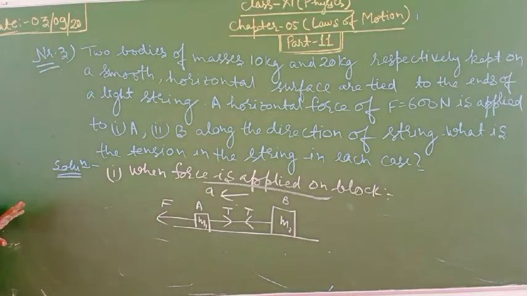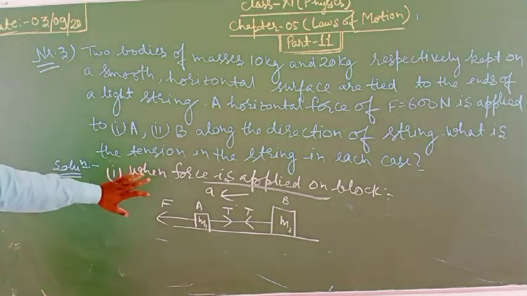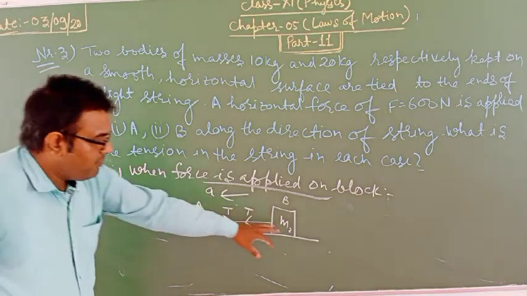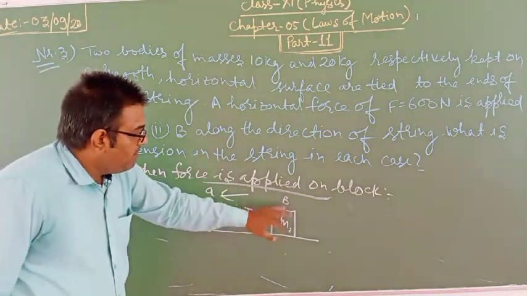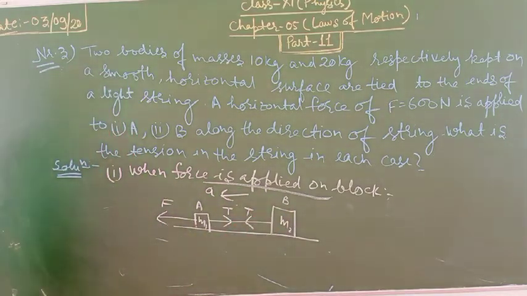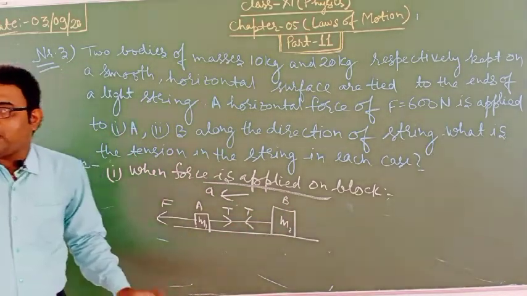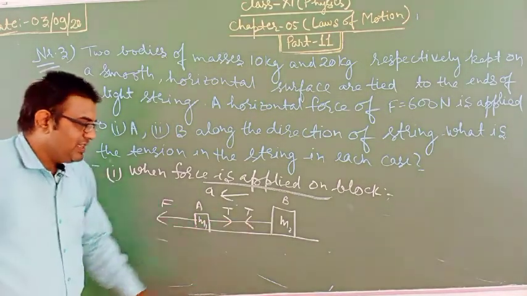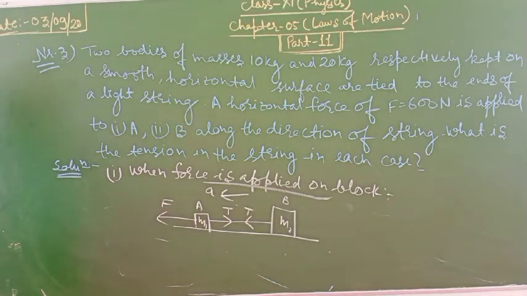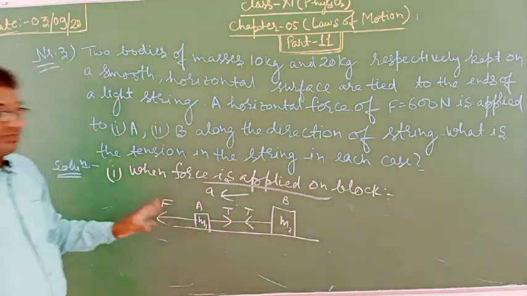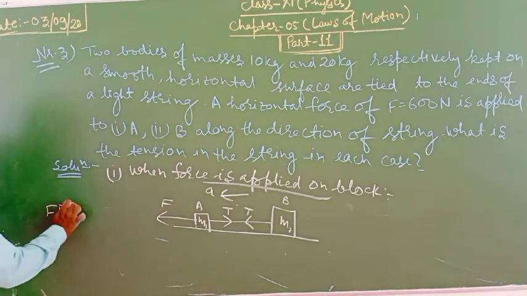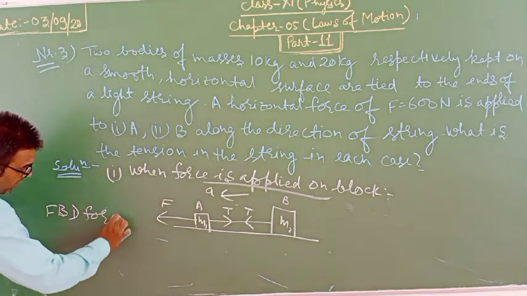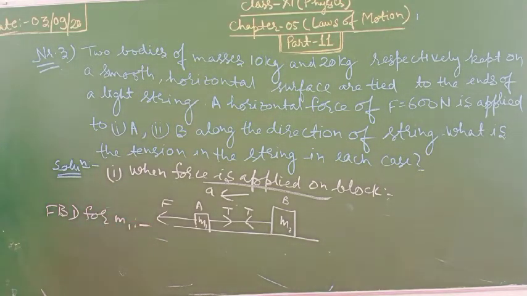So this is the first case, students. It is according to the question. We have drawn the diagram with masses M1 and M2. A we suppose mass M1, and B we suppose mass M2, and a force is applied on mass M1 due to which the tension T is produced. Now drawing the free body diagram for this case for masses M1 and M2. F.B.D for M1.